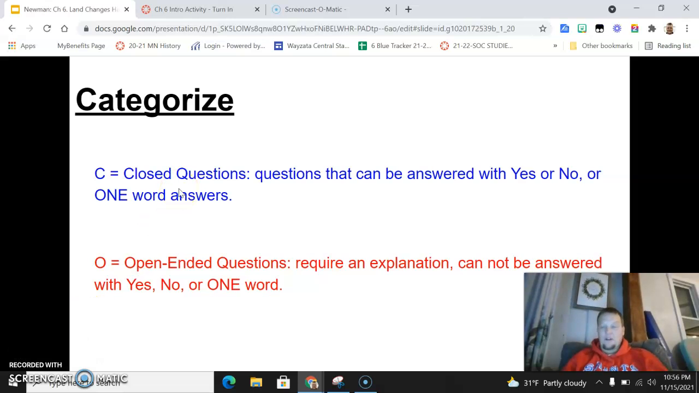What you're going to do is categorize those questions. So you're going to go back to those lists of questions and categorize them. So what that means is you're going to put a C or an O right next to the question. A C means it's a closed question. These are questions that you can answer with yes or no, or just one-word answers. They're just real brief answers to those questions. An O would be an open-ended question. These require more of an explanation and cannot be answered with yes, no, or one word.